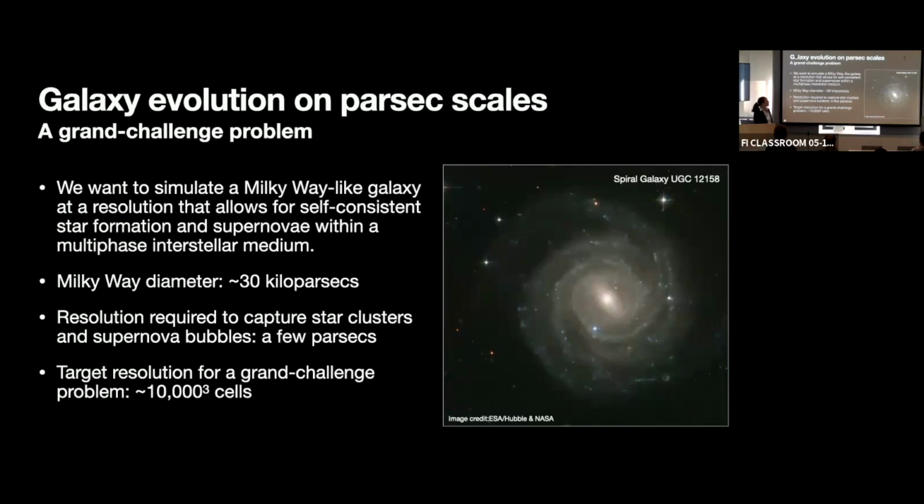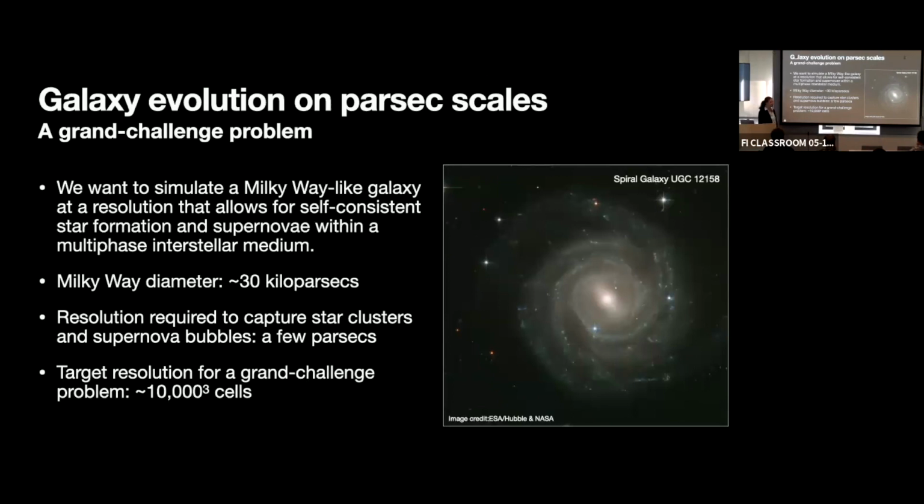So the grand challenge problem is: can we simulate something like a Milky Way galaxy with self-consistent star formation and supernova feedback and a 3-phase ISM? Can we do all of that on Milky Way scales?